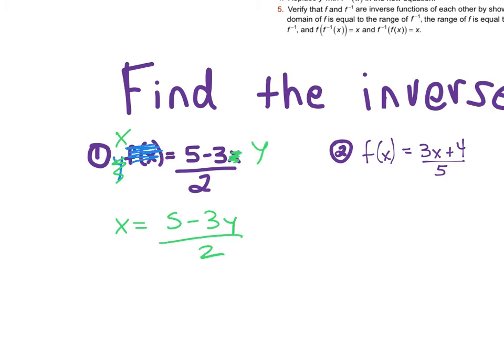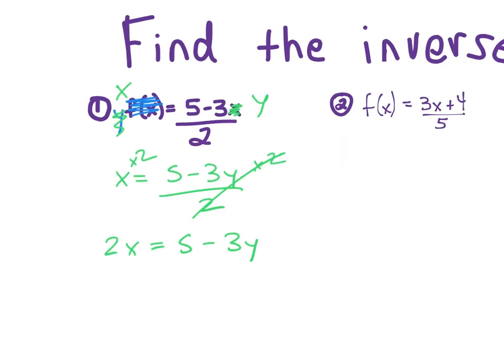And now I need to solve for y. So what can I do to solve for y here? Multiply 2 on both sides. So the 2's cancel out, and I have 2x is equal to 5 minus 3y. What can I do next? Subtract the 5. Yep. So we have 2x minus 5 is equal to negative 3y.